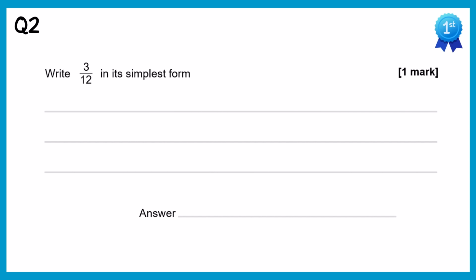In this question, we need to write 3/12 in simplest form. To do this, we'll take 3/12 and we'll try and think of a number that goes into both 3 and 12, and that number would be 3. So we can divide both 3 and 12 by 3. 3 divided by 3 is 1, and 12 divided by 3 is 4. So 3/12 is the same as 1/4. And we can't simplify this one any further, so the answer is 1/4.